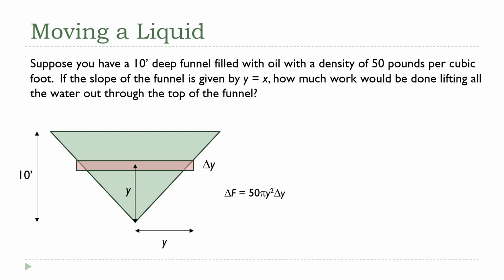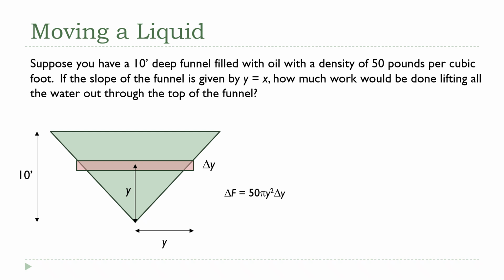Okay, so let's break that down a little bit. Pi y squared, that's the area of the base of my cylinder. I multiply that by the height, delta y. That gives me the volume of the cylinder. Then I multiply that by 50. That's the density of the oil. And that gives me the total force that's going to be required to move that particular piece.